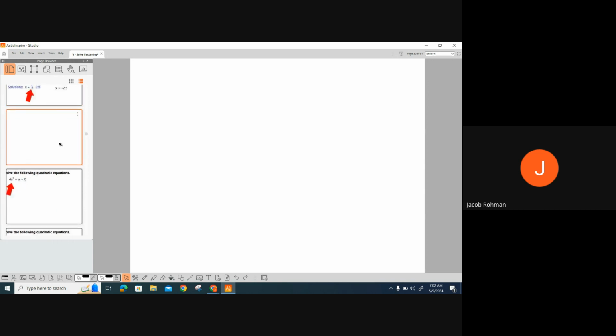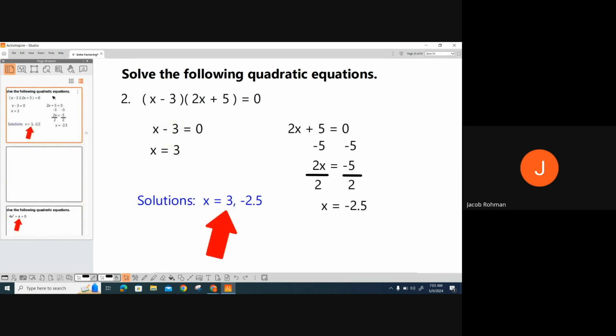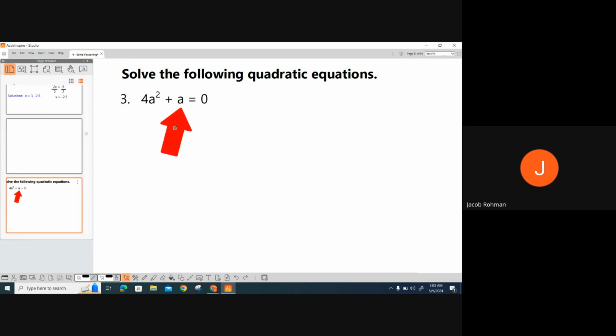Okay, so looking at example 3, we see that 4a squared plus a is equal to 0. Well, what we really need here is to get this into factored form, just like in the previous example where we had x minus 3 as a factor and 2x plus 5 as a factor. This is in factored form. And what we need is to get this into factored form so we can find which values of a will make this equation equal to 0.